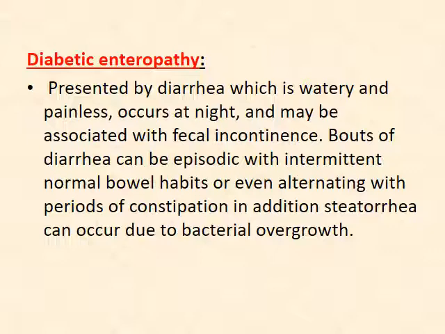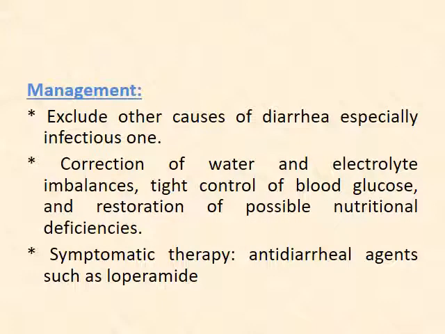Diabetic enteropathy, which is mainly diarrhea, watery and painless, especially at night, and may be associated with fecal incontinence. It may occur in bouts, with intermittent normal bowel habits, and may alternate with constipation. In addition, steatorrhea can occur due to bacterial overgrowth.